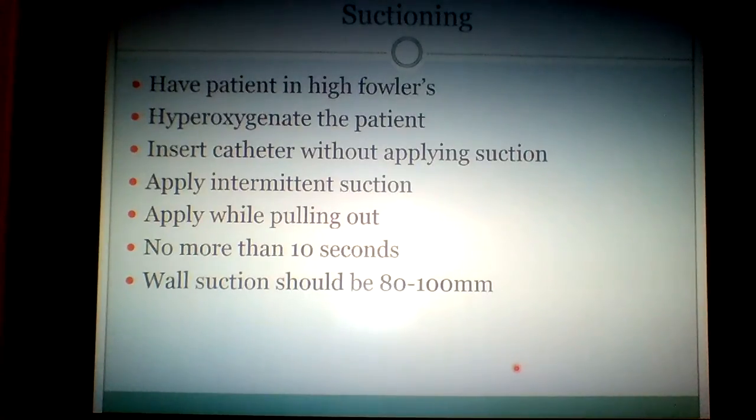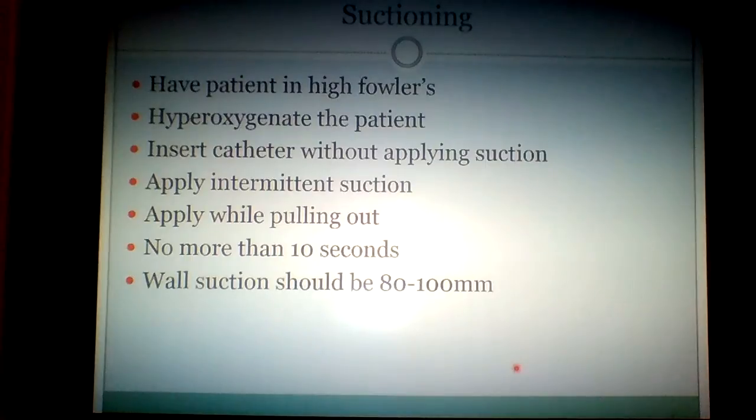Obviously, when you're going to suction a patient, and I'm not talking about with the Yankauer suction, I'm talking about if we're going down for deep tracheal suctioning, we want to make sure if we don't have the inline that we have our patient sitting up in high Fowler's position.